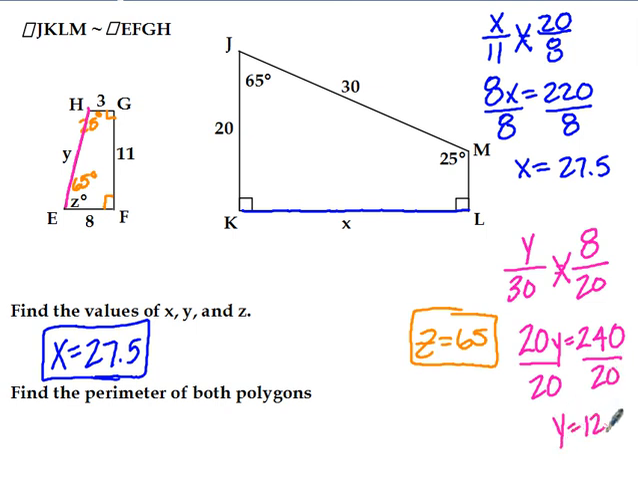And then finding the perimeter of both polygons, again, you're just adding up the sides, so that's going to be 34 for the smaller and 85 for the bigger.